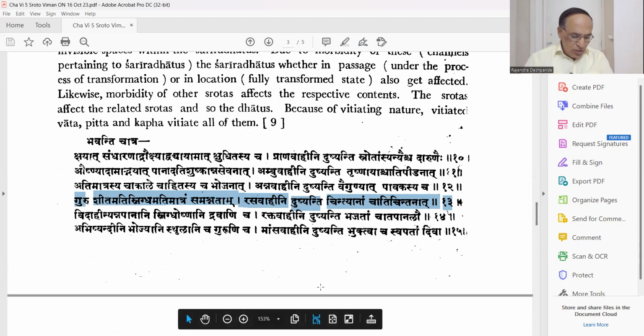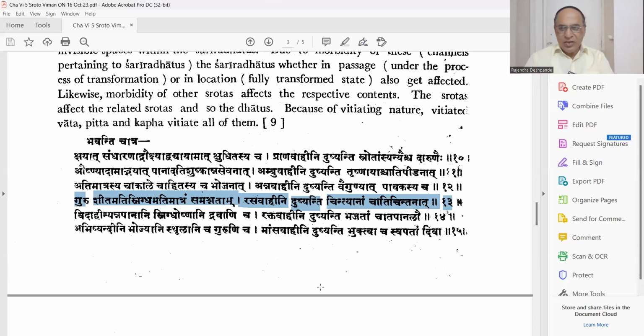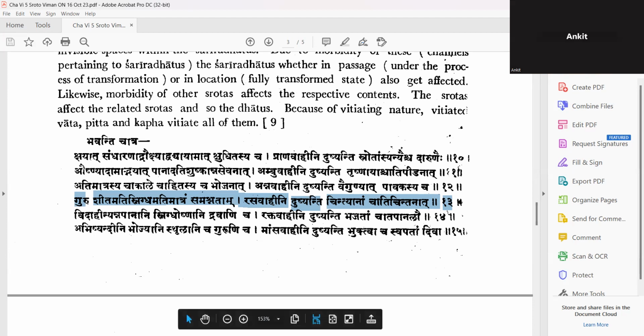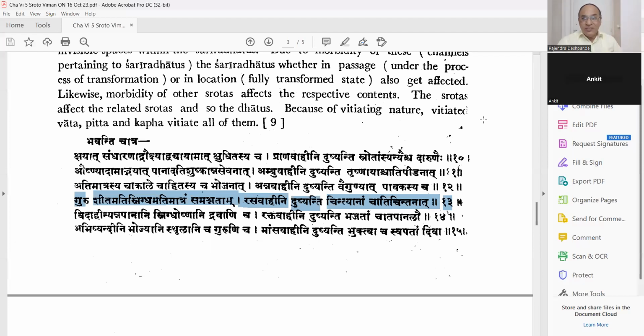Please write down. Guru bhojana, consumption of food which is heavy for digestion. High calorie food, fatty food is responsible for the increase in the ama because it is not properly digested. Your capacity is not there. Then, okay, then guru, then shita.